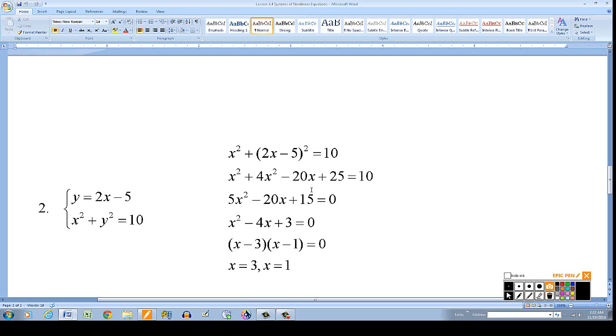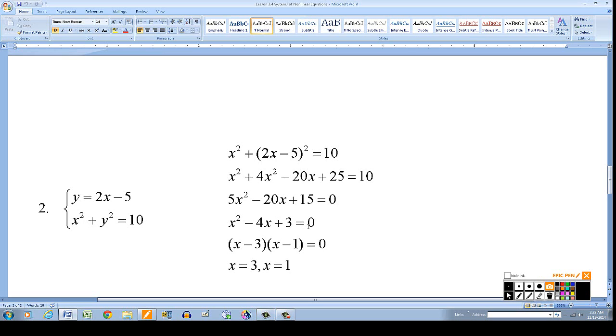So in this one here, once I've squared the binomial here, I bring the 10 over. 10 subtracted from 25 is 15, so I get 5x squared minus 25x plus 15 is equal to 0. Simplify this a little bit by dividing through by 5. Since 5 divides all the terms, 5 into 5, 5 into minus 20, 5 into 15, I get x squared minus 4x plus 3 is equal to 0. Okay.